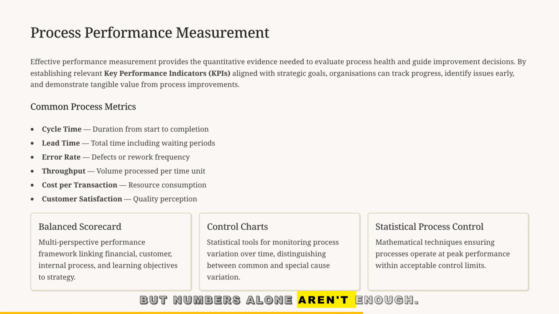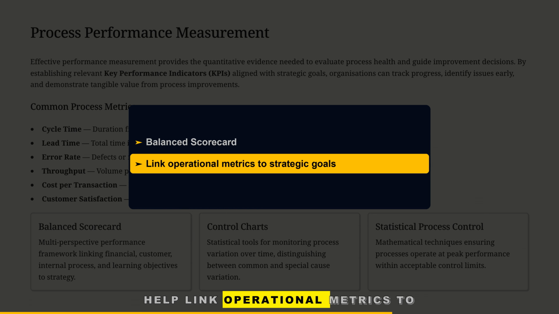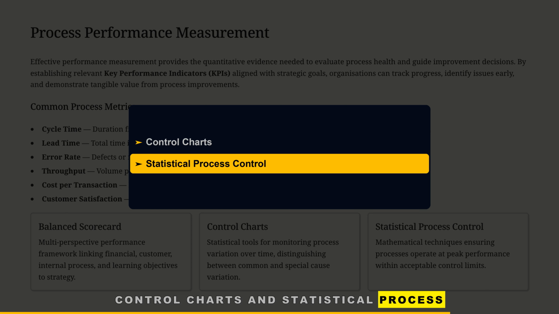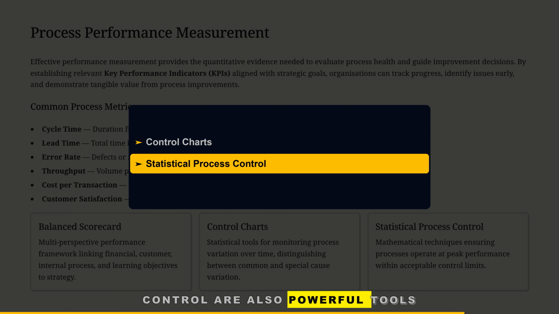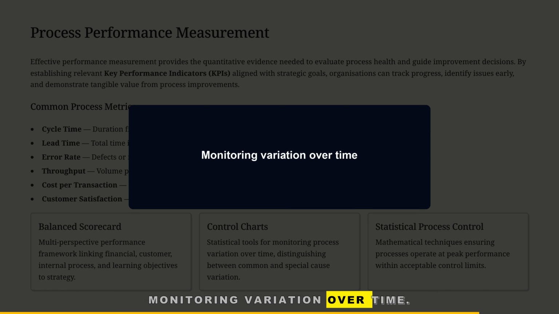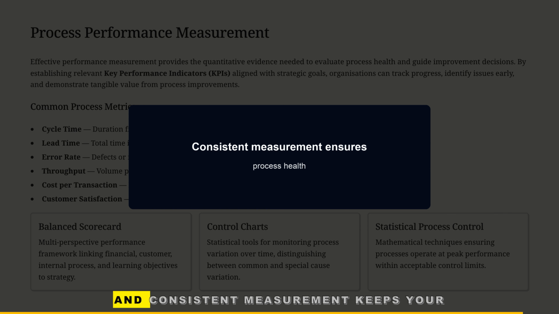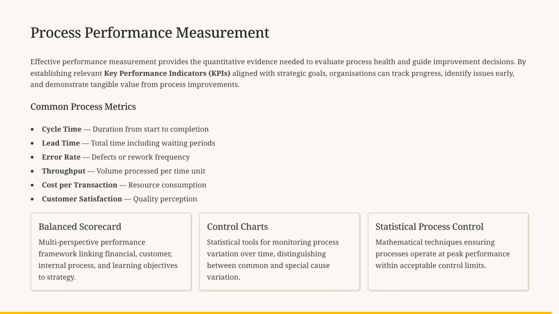But numbers alone aren't enough. Tools like the balanced scorecard help link operational metrics to strategic goals, ensuring what you're improving really matters to the business. Control charts and statistical process control are also powerful tools for monitoring variation over time. So remember, what gets measured gets improved. And consistent measurement keeps your processes healthy and accountable.